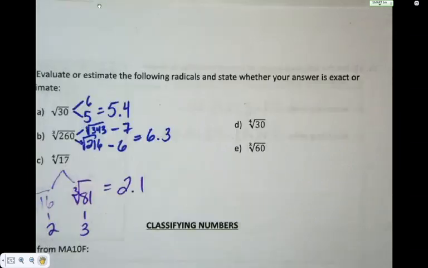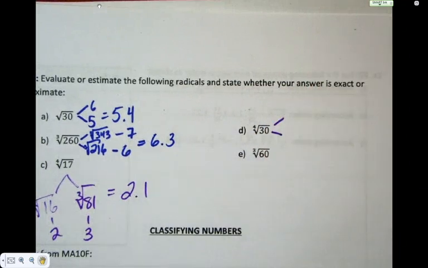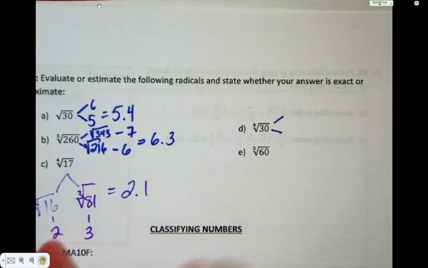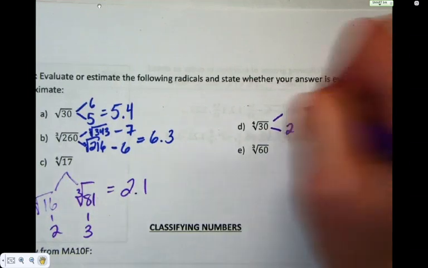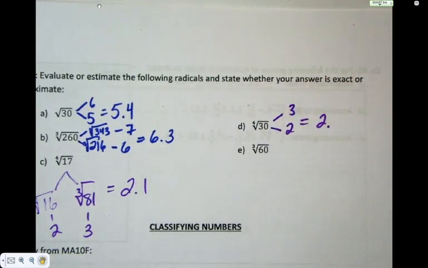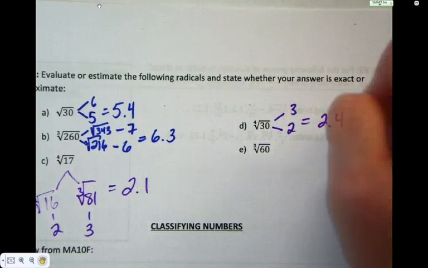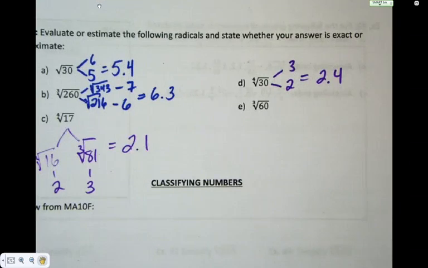Awesome, good job. Fourth root of 30, what's the closest one that's lower? 16, so same one as before, which is 2. And the closest one that's higher, 81, which is 3. Closer to 16 or closer to 81? Still closer to 16, so 2.4 I would accept. 2.3 I would accept. Who got that one? Awesome.